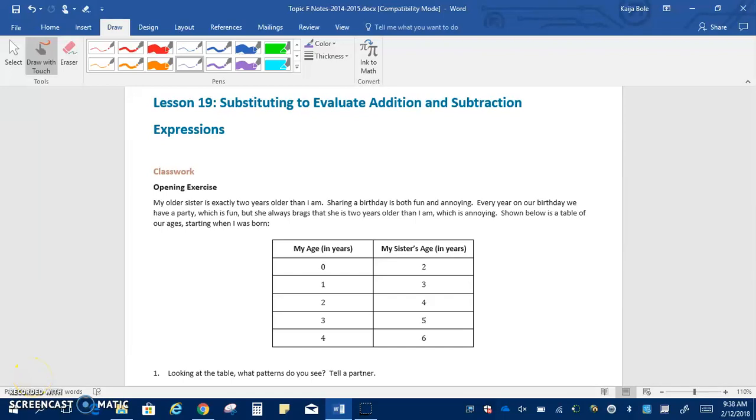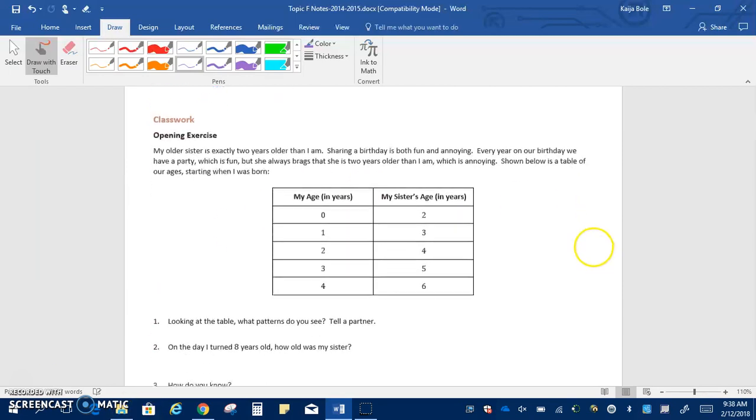Alrighty, here we are on lesson 19, substituting to evaluate addition and subtraction expressions. So you should be on page 4 of your note packet, and we're going to start with the opening exercise.